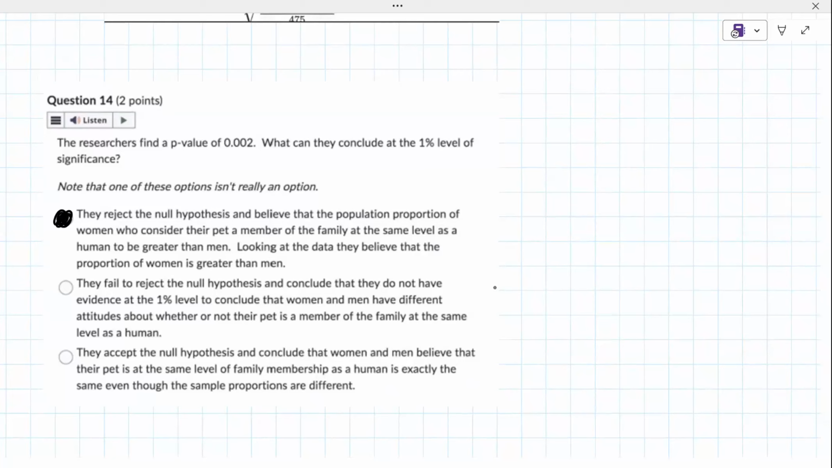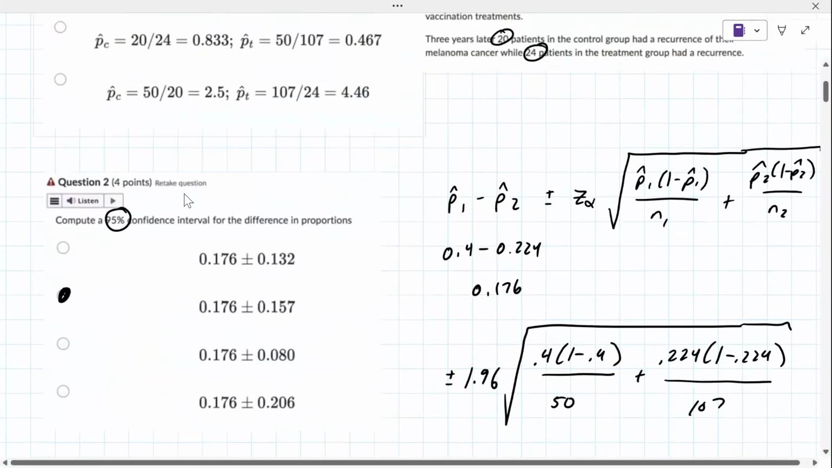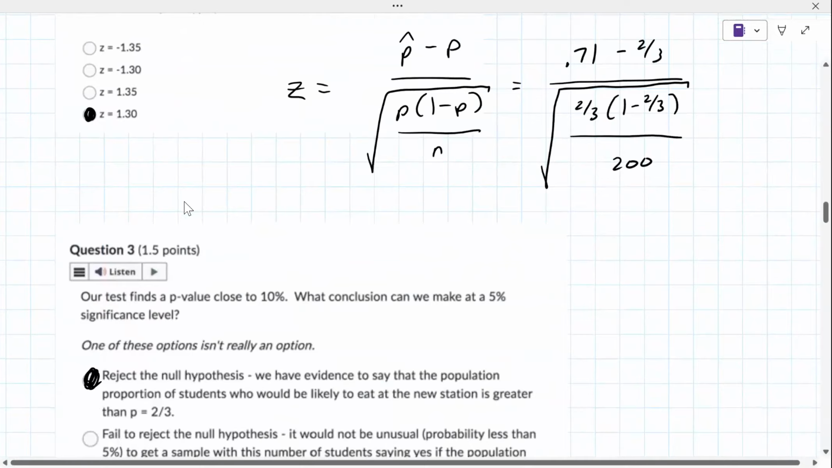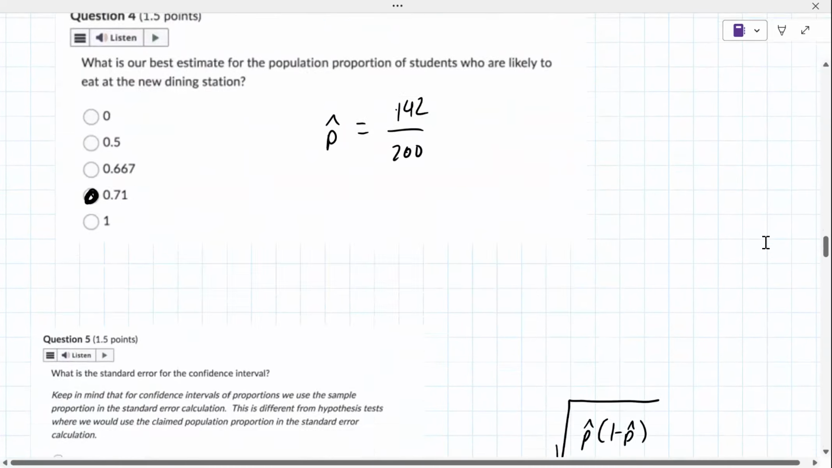So let's see which one we missed. Let me know which questions to look at again. I think it's question 3. Sorry, I apologize, that is the second one. Yeah, the fail to reject the null hypothesis. And then I think the last one is 12.